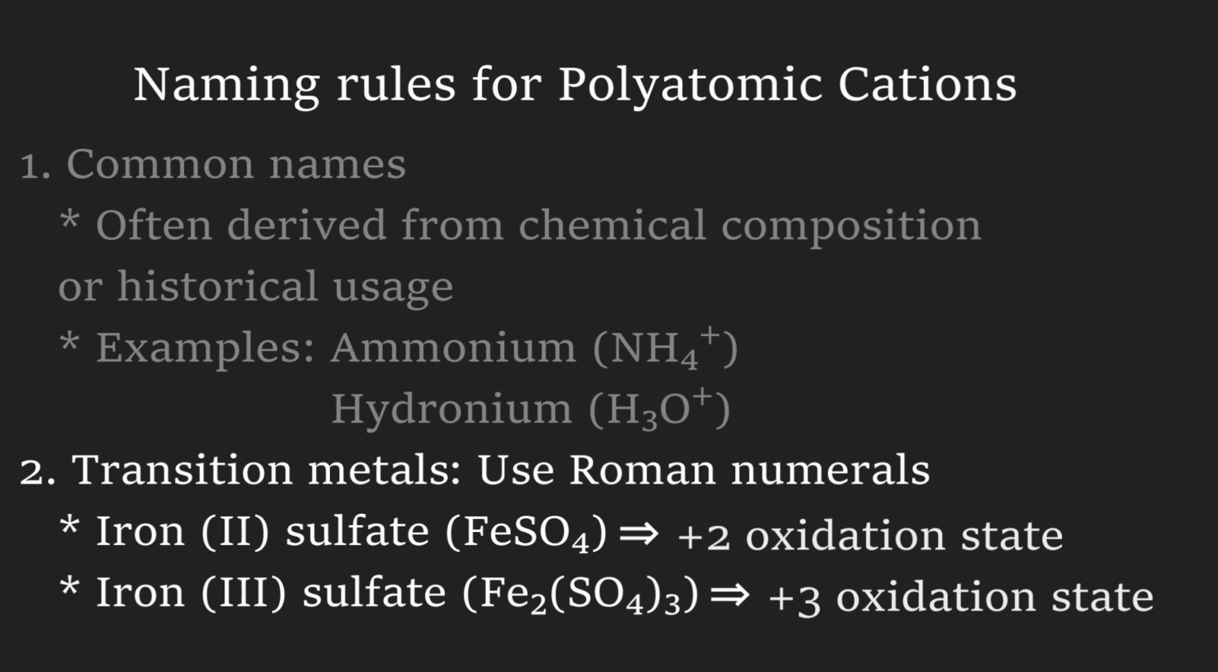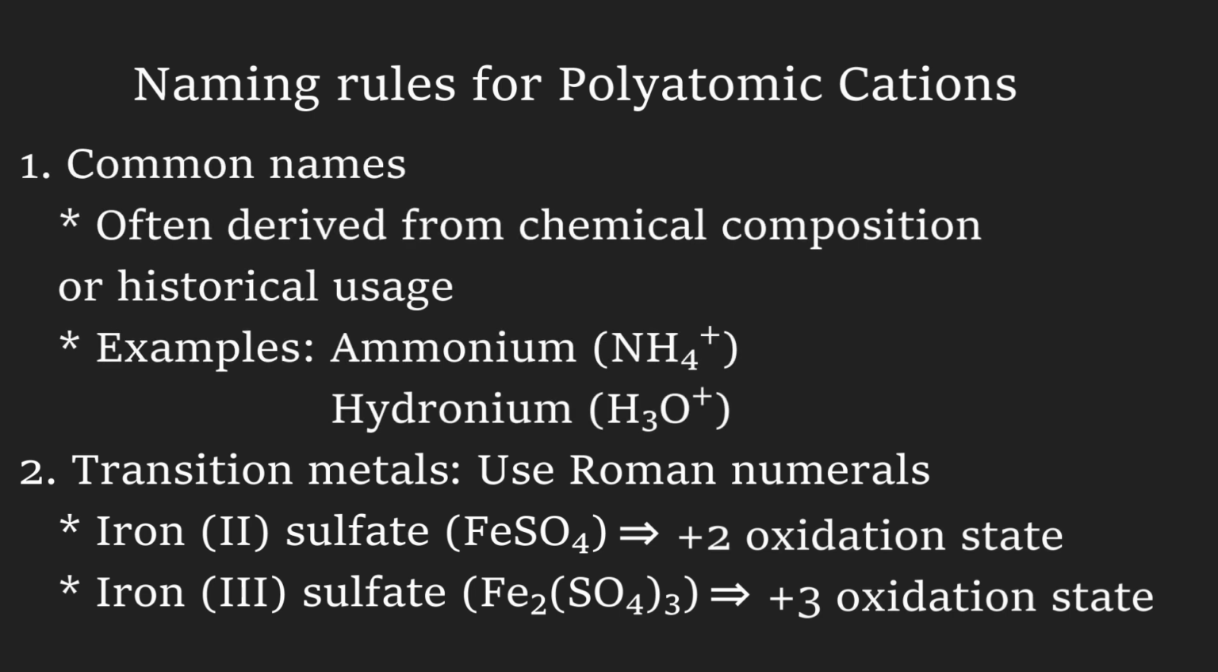Let's summarize the naming rules for polyatomic cations. The first is to use specific names for common polyatomic cations, for example ammonium. And the second is to use Roman numerals for transition metals to indicate their oxidation state. These two conventions sum up the naming rules for polyatomic cations.